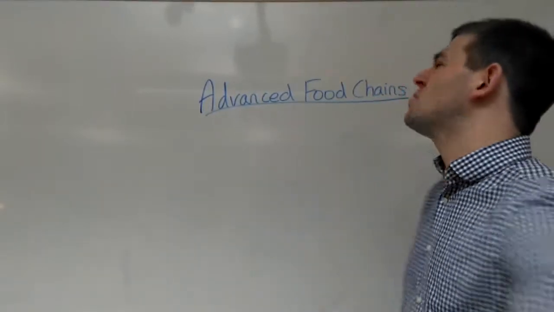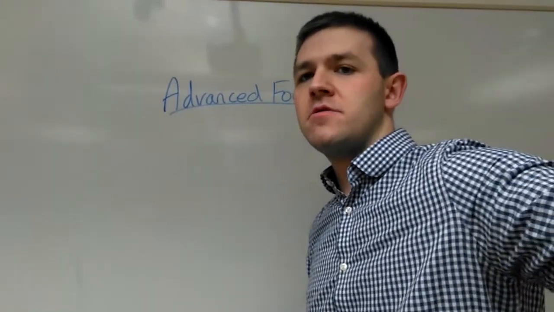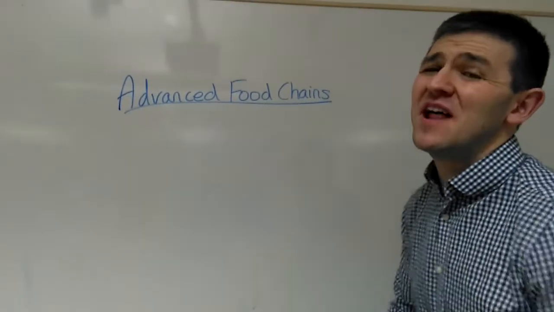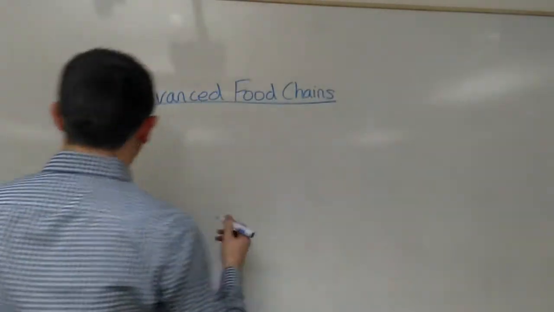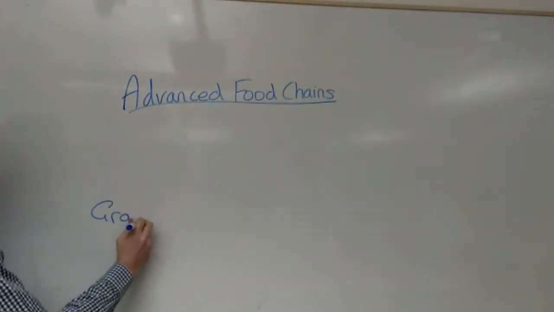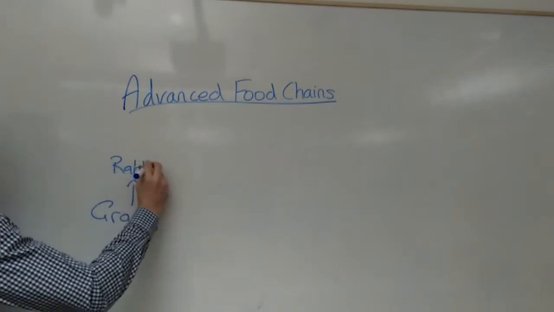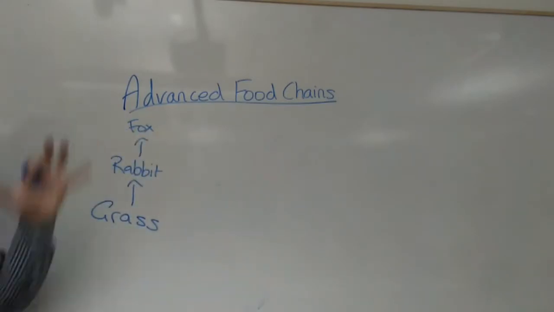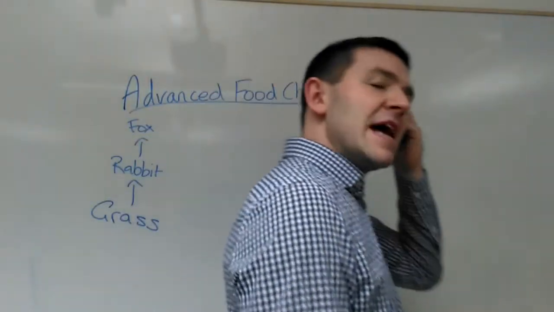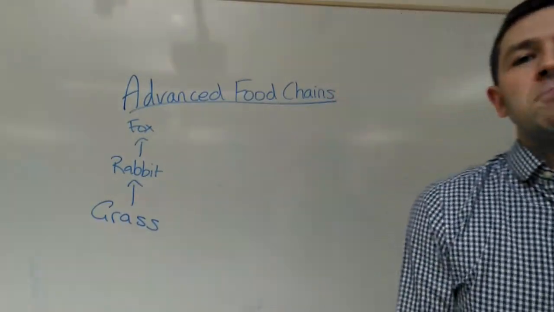Okay then, today we're doing what I call advanced food chains. Superb. Now the idea about an advanced food chain is the same as a normal food chain. I have grass, and I have rabbits, and I have foxes. My simple food chain here tells me rabbits eat grass and foxes eat the rabbits.